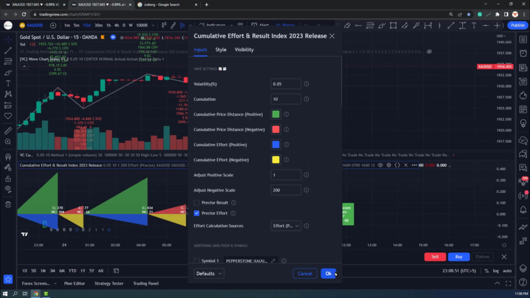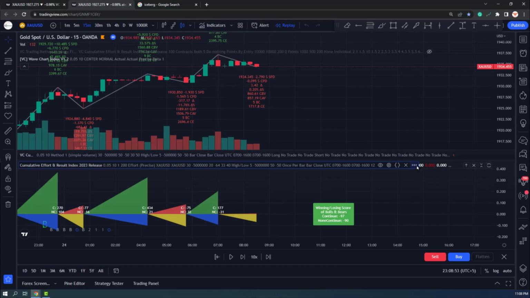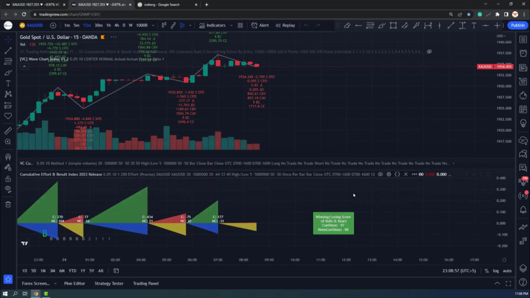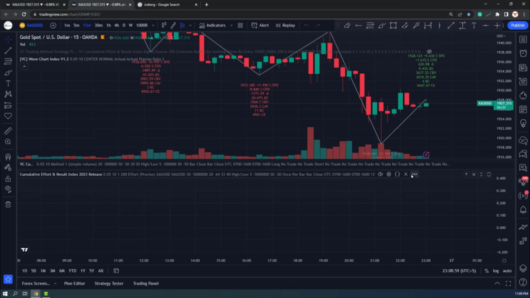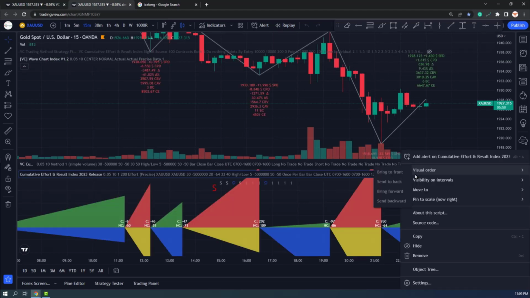Once you put these settings, click OK. And then you just need to come here to these 3 dots, click on it and add alert. You see, add alert on cumulative effort and results. Just click on it.